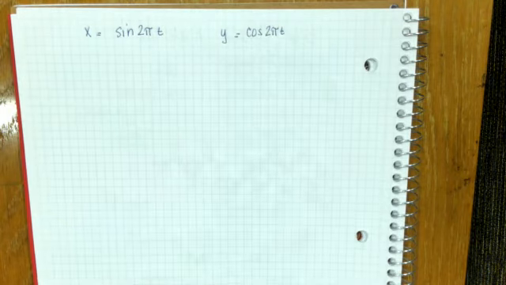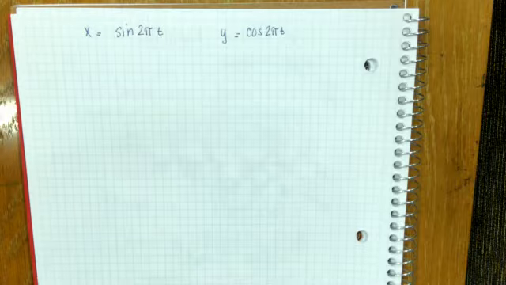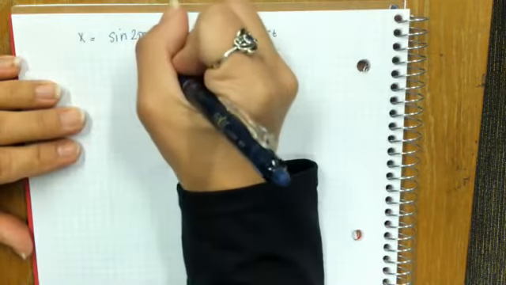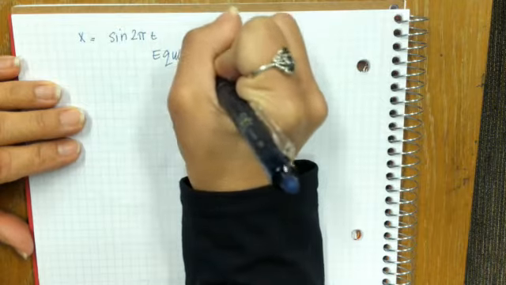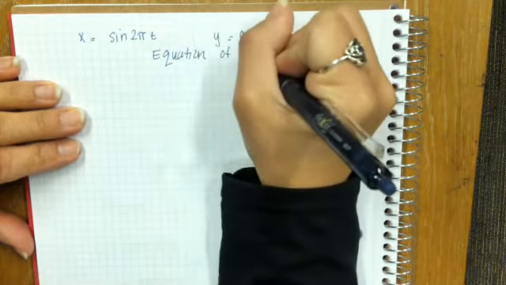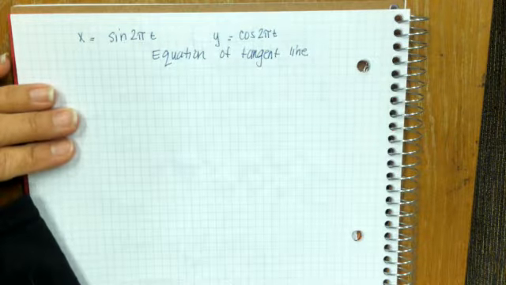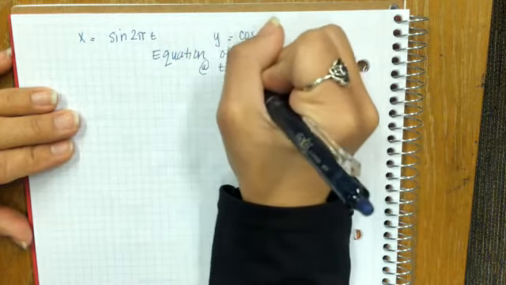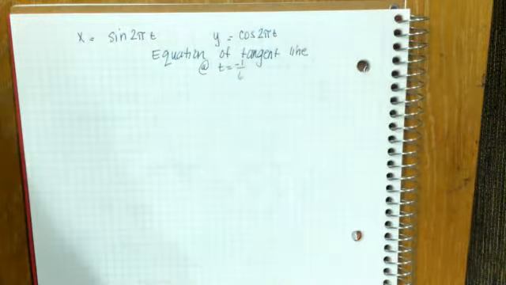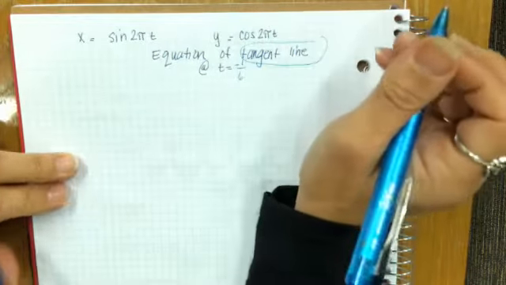Okay, so the question is going to be, I want to find the equation of the tangent line. Boom, derivative. So I want to find the equation of the tangent line at t equals negative 1/6. Okay, so right away, tangent line, derivative.